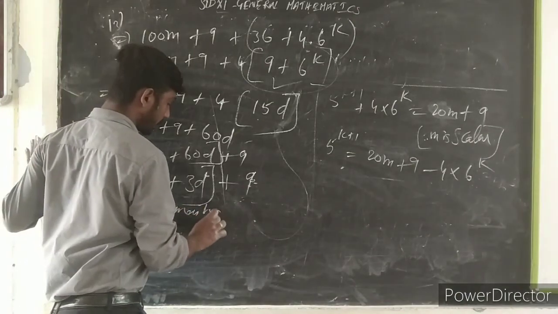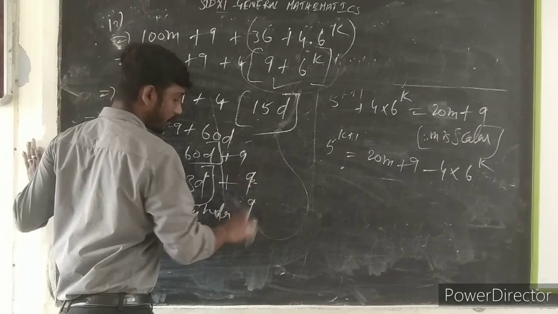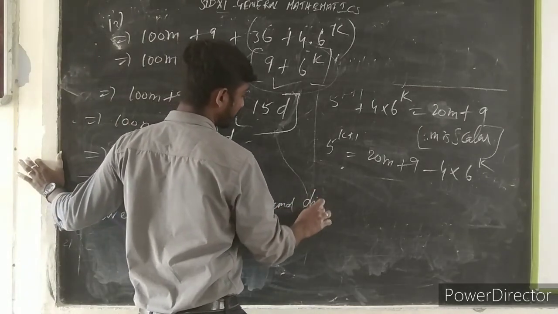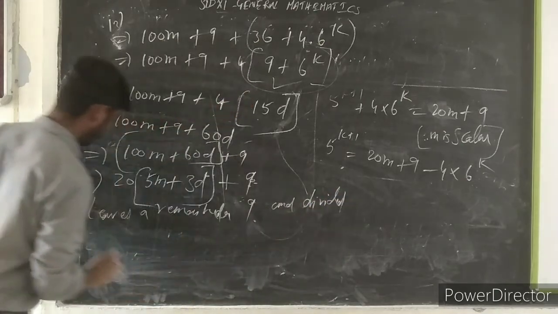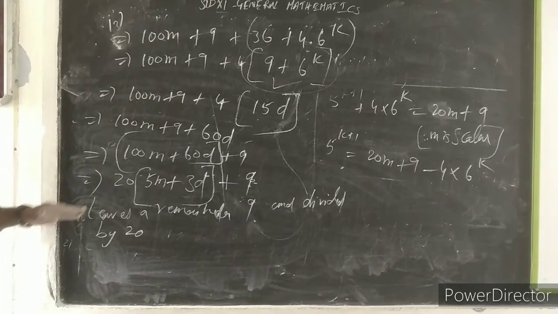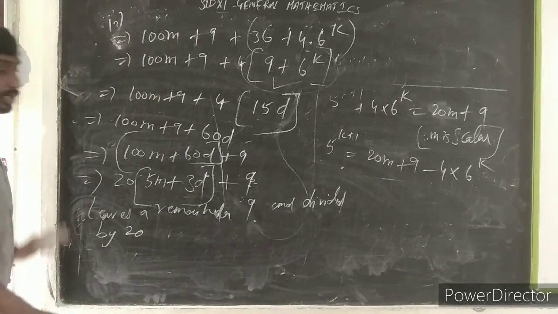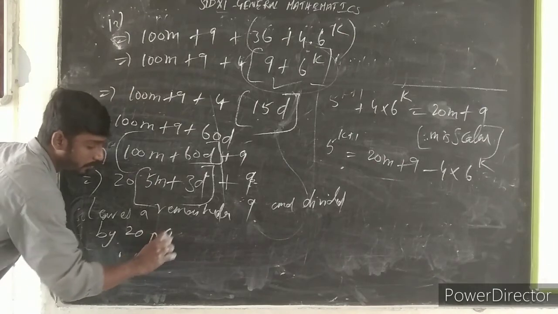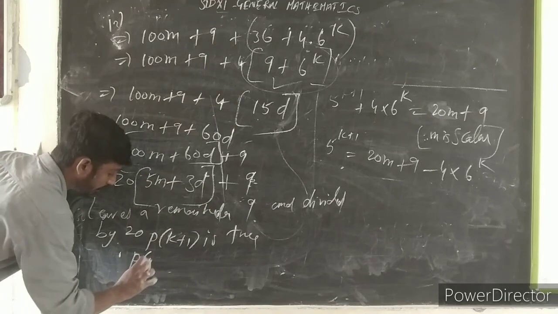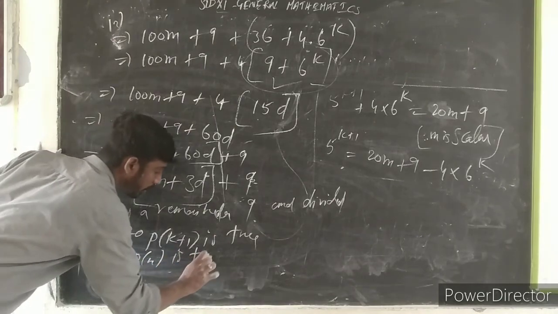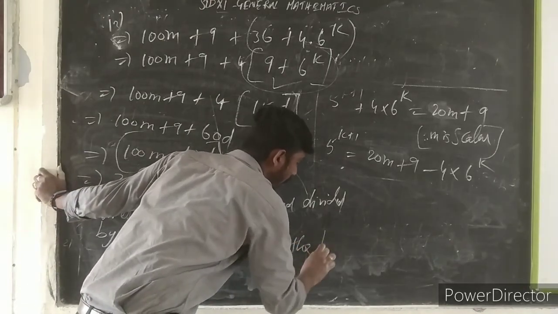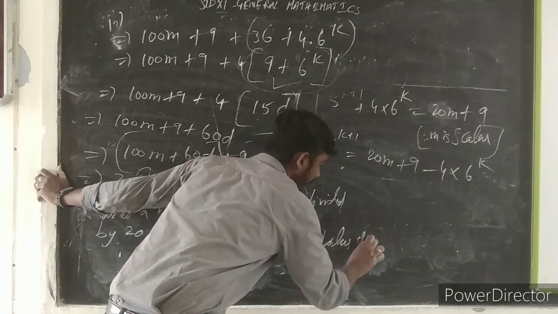It leaves a remainder 9 when divided by 20. So this is the condition, and the final conclusion you are going to write is: P of k plus 1 is true, so P of n is true for all the values of n.